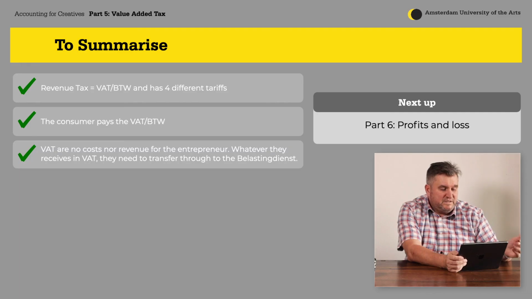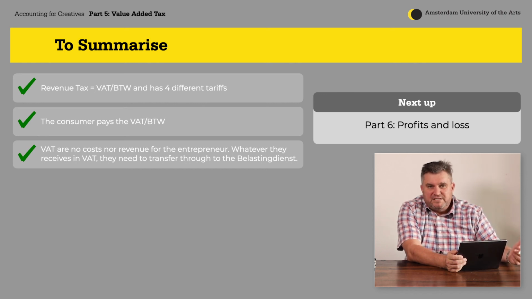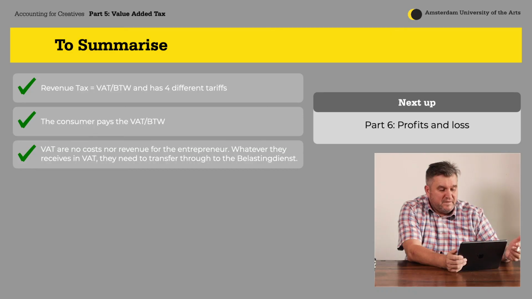Cool, so we talked about revenue tax, VAT, and about all the rates there are. And it is actually a consumer tax, so it's not cost and it's not profit for the entrepreneur. And at the end of the quarter you have to fill in this declaration and pay your taxes. Cool, let's go to the next part about profit and loss. See you there.